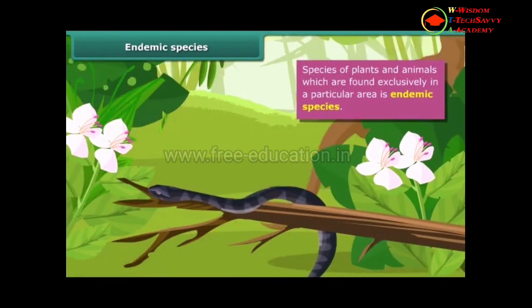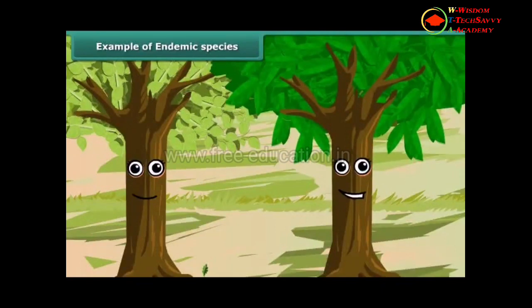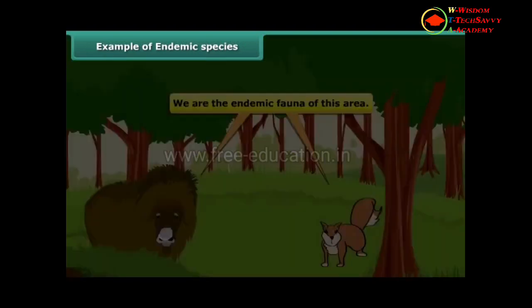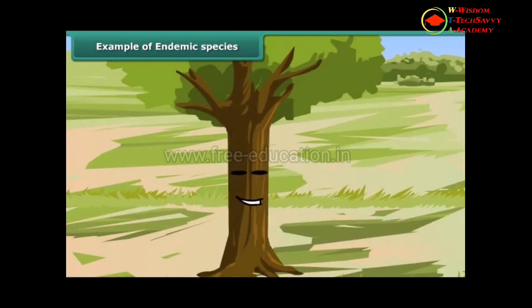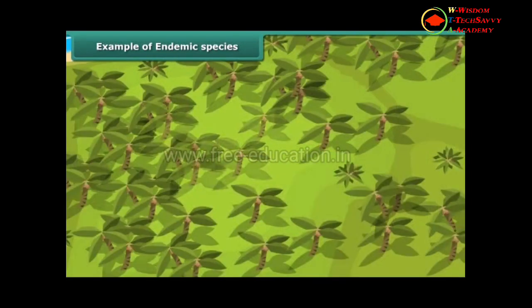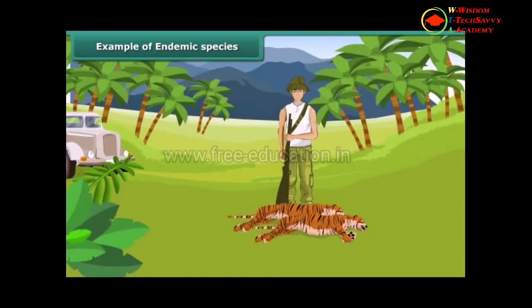A particular type of animal or plant may be endemic to a zone, a state, or a country. We are the two endemic flora of the Pachmarhi Biosphere Reserve. We are the endemic fauna of this area. What factors make them endangered? Well, humans are the main reason. The destruction of their habitat, increasing human population, and introduction of new species may affect the natural habitat of endemic species and endanger their existence.